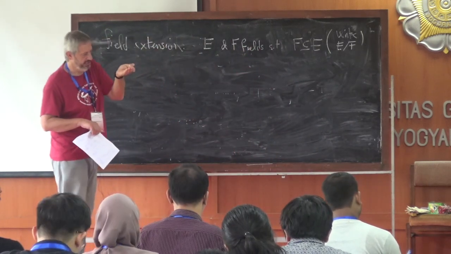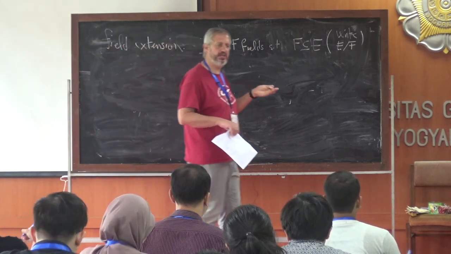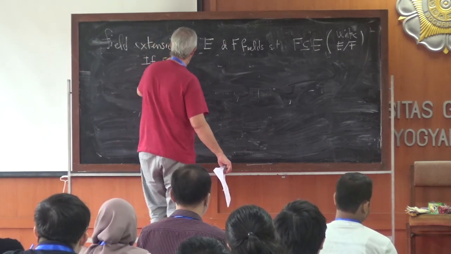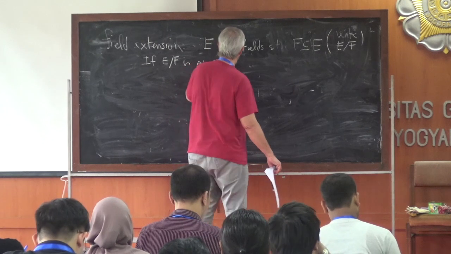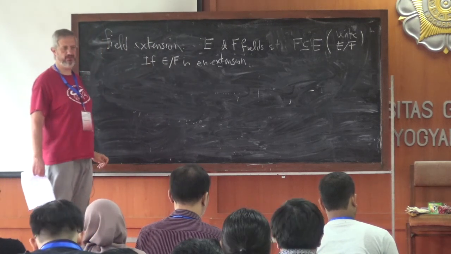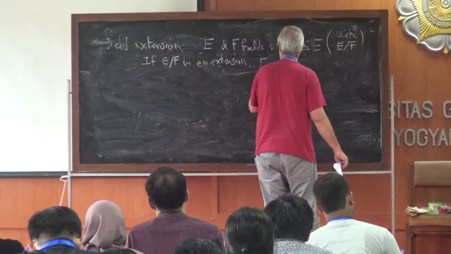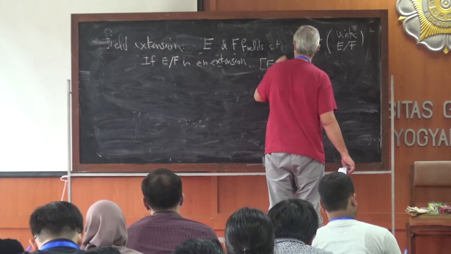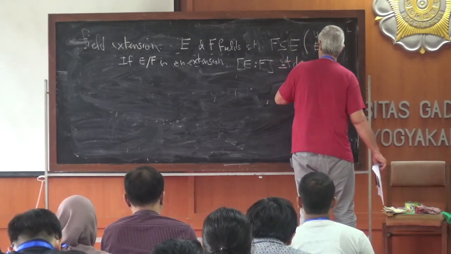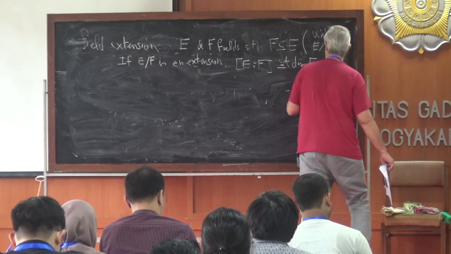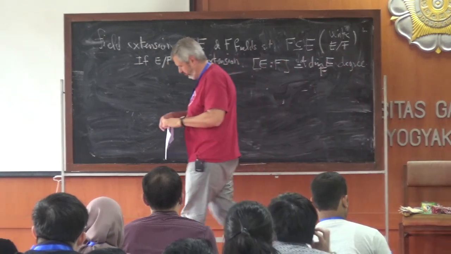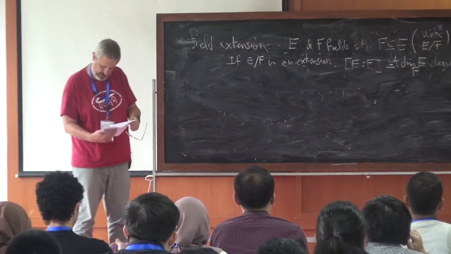Well, the reason for which this is emphasized so much is that in this situation, when you have a field inside another field, there's this extra structure of vector space. Okay? If E over F is an extension, then E is also a vector space over F, and so we define the degree as nothing else than the dimension of the vector space E over F. This is what we call the degree. And I think the name degree was also used by Peter today, so this is the definition.